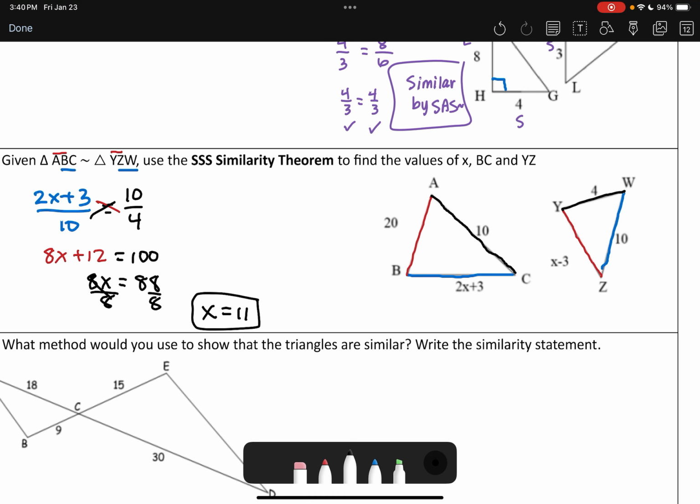Now, we know that x is equal to 11. Doing some mental math here, just speeding this along. 2 times 11 would be 22, plus 3 is 25. So BC is 25. So mental math here. YZ is the other part they asked for. Well, if it's 11 for x, 11 minus 3 is 8. So there we have it.